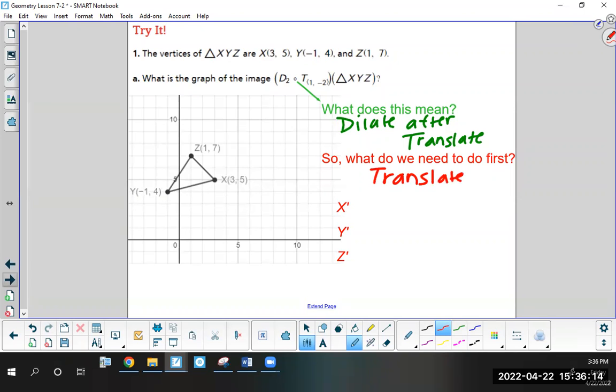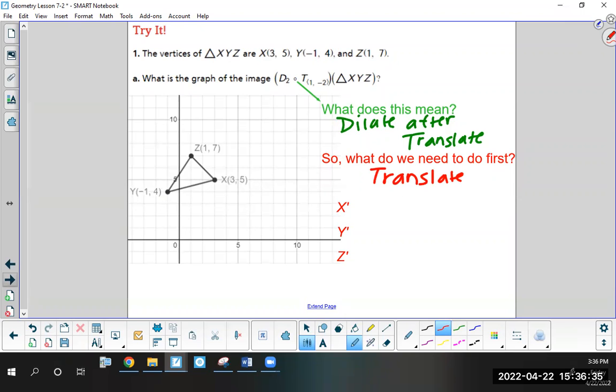Okay, and I knew right away that I did something wrong when I did it incorrectly, because I started dilating and I'm like, wait a minute, this goes way off my graph. Why would they give me a graph and it doesn't fit? So that was an indication, hey, I need to go back and see what I did wrong. Okay, so I'm going to translate. So again, 1 right, down 2.